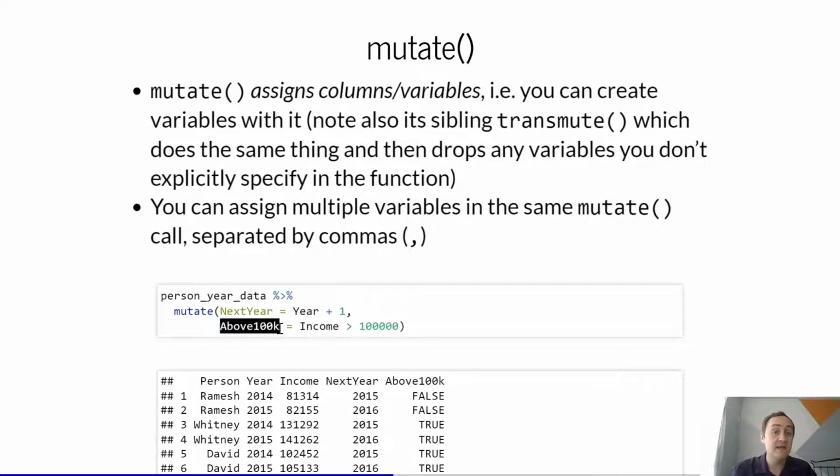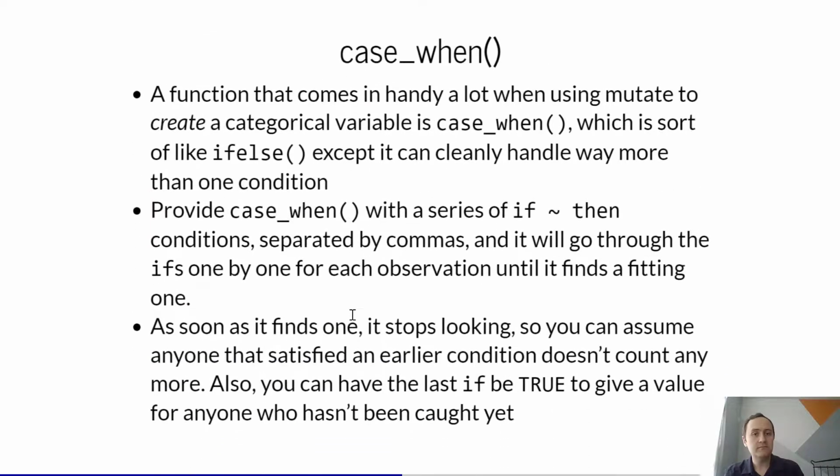Here I'm creating a logical variable. I'm checking whether income is above 100,000. Maybe I want to check whether this logical condition is working as I expect it to before I use it for a filter or something like that. And so I'm creating another variable called above 100K, which is equal to income being above $100,000, which is false for Ramesh and true for both Whitney and David. I can create multiple variables at the same time with one mutate command by simply separating them by commas.